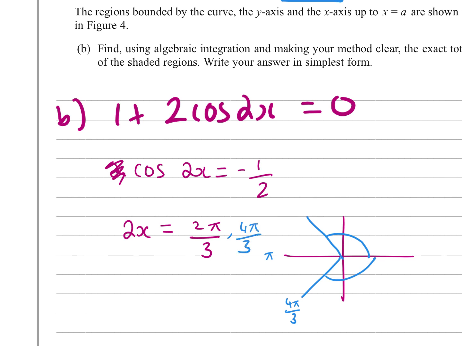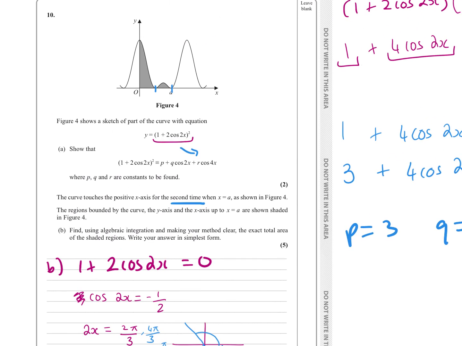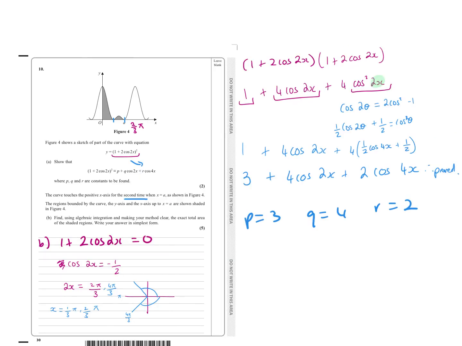Now I need to divide everything by 2. So x equals 1 over 3 pi and 2 over 3 pi. So my second solution is 2 over 3 pi. That must mean A is 2 over 3 pi. Okay, so now we found A.